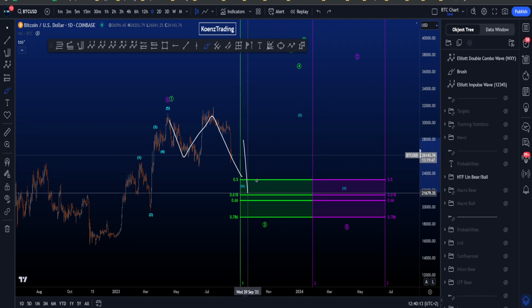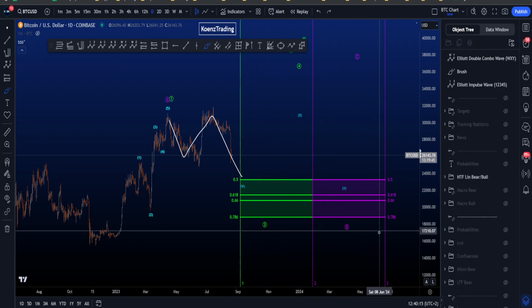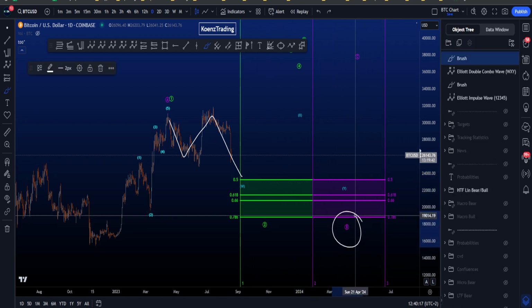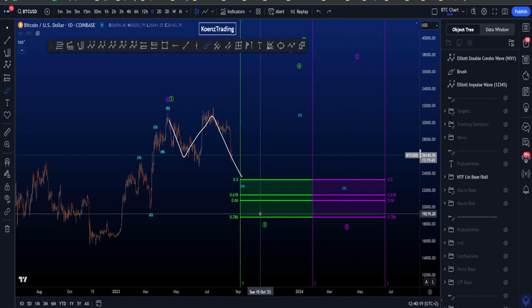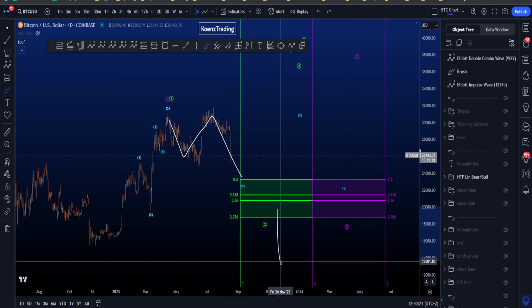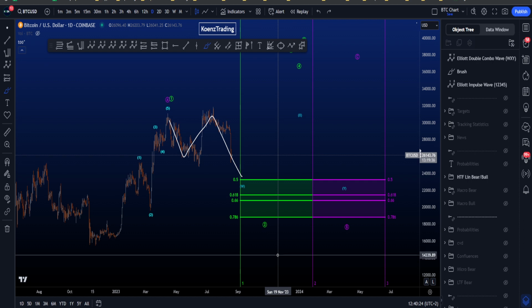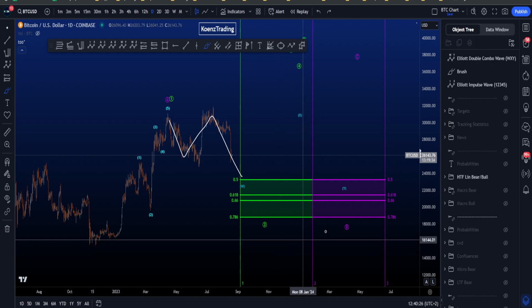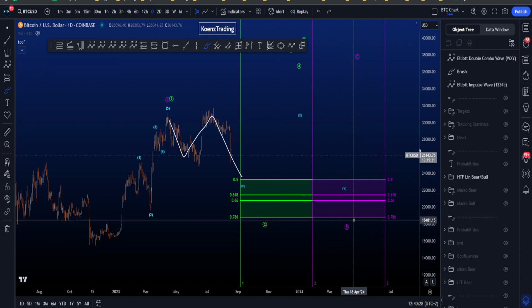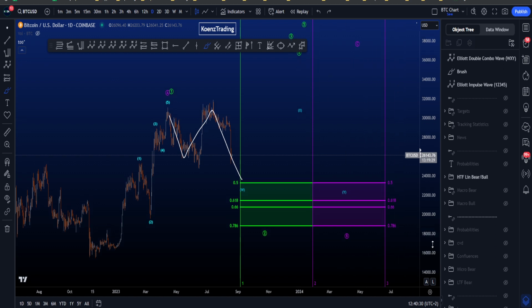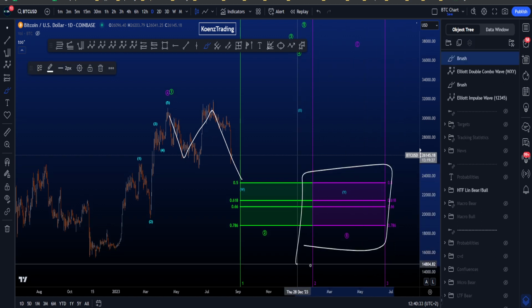And the longer we correct, the higher the probability is that we're in a wave B, because a wave 2 tends to be short, and short is like 1-to-1, maybe the 1.618, but you don't really like to see it being too long in time, when a wave B can easily go 2, 3, or maybe sometimes even longer. So that is why this area over here is purple.